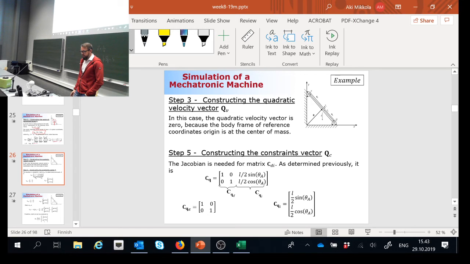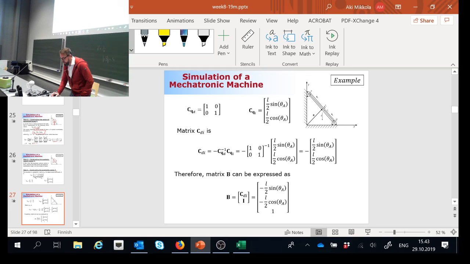Step number 3. We're going to construct the quadratic velocity vector, except we don't need to do that, because again, here the body reference coordinate system is located at the center of the mass. That leads to a diagonal representation of the mass matrix, which in turn leads to a zero quadratic velocity vector. Then the constraint vector Qc. That's the one I need in order to find this relation.